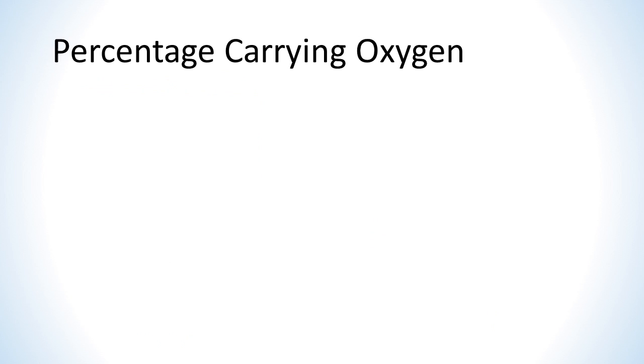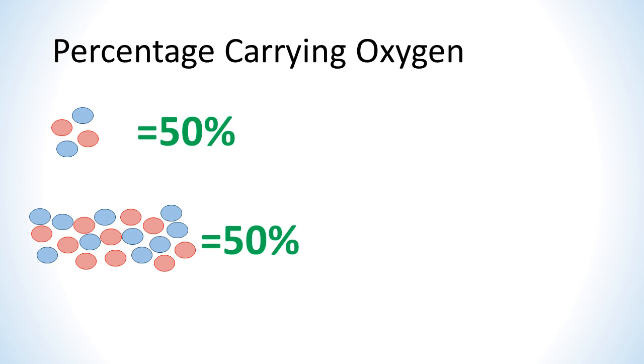The next element of the definition is that SmO2 is a percentage of the molecules containing oxygen, as opposed to a measure of the total amount of oxygen present. In this first example, we show 4 hemoglobin or myoglobin molecules. 2 are oxygenated, representative of their red circles, and the other 2 are deoxygenated, which results in an SmO2 of 50%. In the second example, there are many more molecules of hemoglobin or myoglobin, but the SmO2 is still 50% because half of them are carrying oxygen.